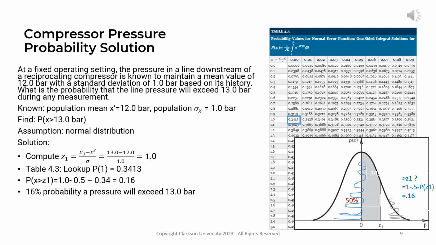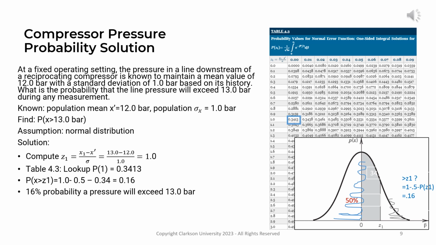This compressor problem is similar in many ways to the prior problem. We're going to use the z-score for our solution. In the previous problem, we were trying to find the range for a given probability, 70%. In this problem, we're trying to find the probability for a certain range, and the range is a value over a certain pressure. So we know that we have a population, and from the population, long history, the mean is 12.0 bars, and we have a standard deviation of 1 bar. We're trying to find the probability x greater than 13 bars.